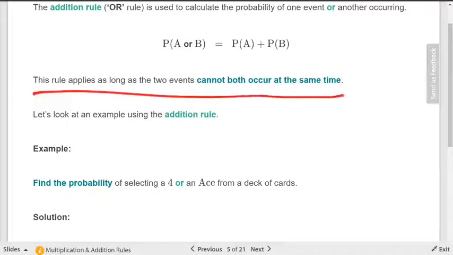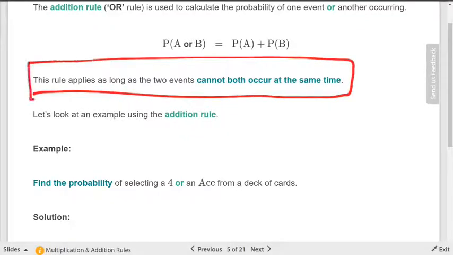I skipped something on that that I need to show you. This rule applies as long as the events cannot both occur at the same time. So in other words, we wanted a 4 and an ace. Can a 4 be an ace? So they can't occur at the same time.